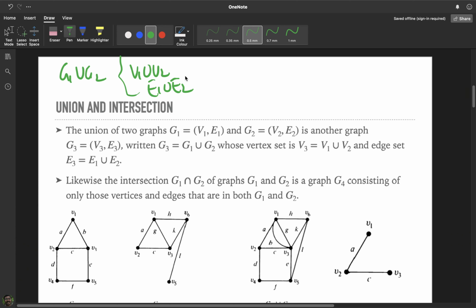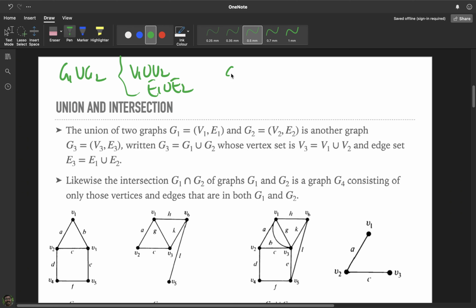Okay, and also remember one thing here: the endpoints of the edges should be the same as in there. If the edge is lying in G1, the endpoints of that edge should be the same as in G1, or similarly if it is lying in G2, the endpoints of that edge should be the same as in G2. So the adjacency is preserved here. So G1 union G2 consists of all the edges and vertices which are present in either of the graphs.